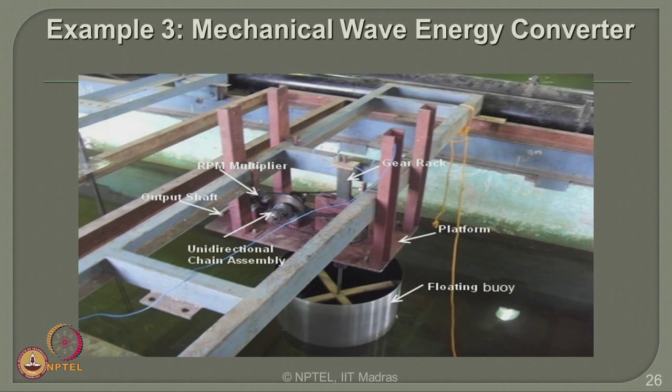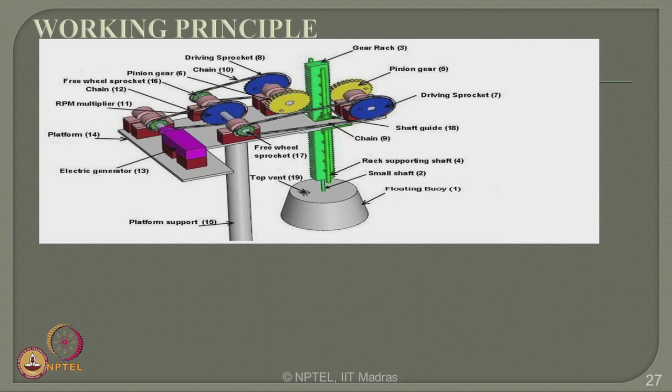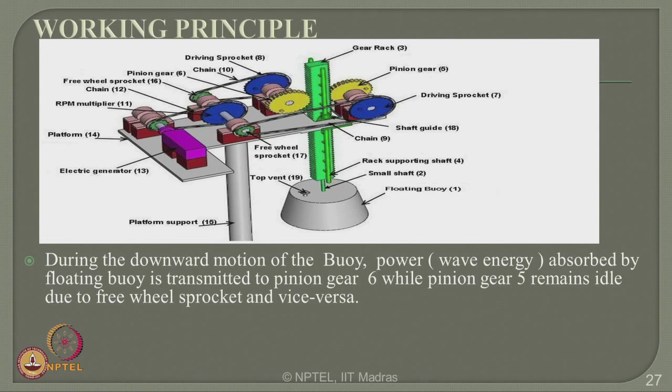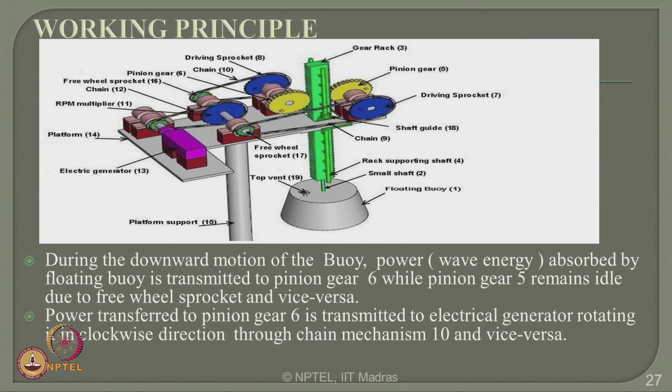let us now see how an FMEA report can be prepared for working or component level failure of this particular system. These are different components available in a given mechanism which we just saw. It is interesting to note that during the downward motion of the buoy, the wave energy absorbed by the floating buoy is transmitted to pinion gear 6, while pinion gear 5 remains idle. On the other hand, when the buoy moves in the upward direction, 5 is invoked and 6 is released. So by the to and fro motion, or up and down motion, of the buoy, the gear is activated and the power is generated by a connecting shaft to the generator.